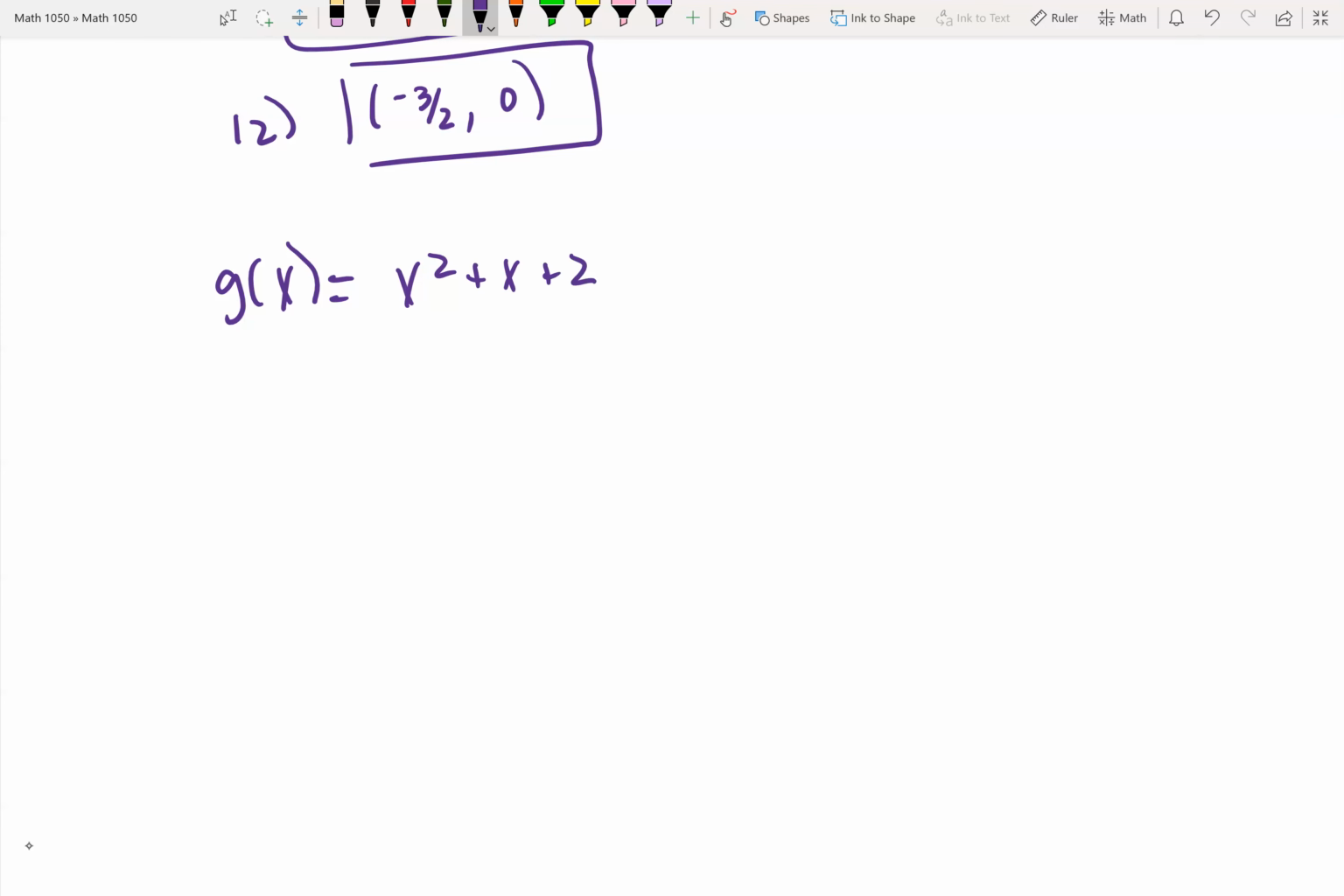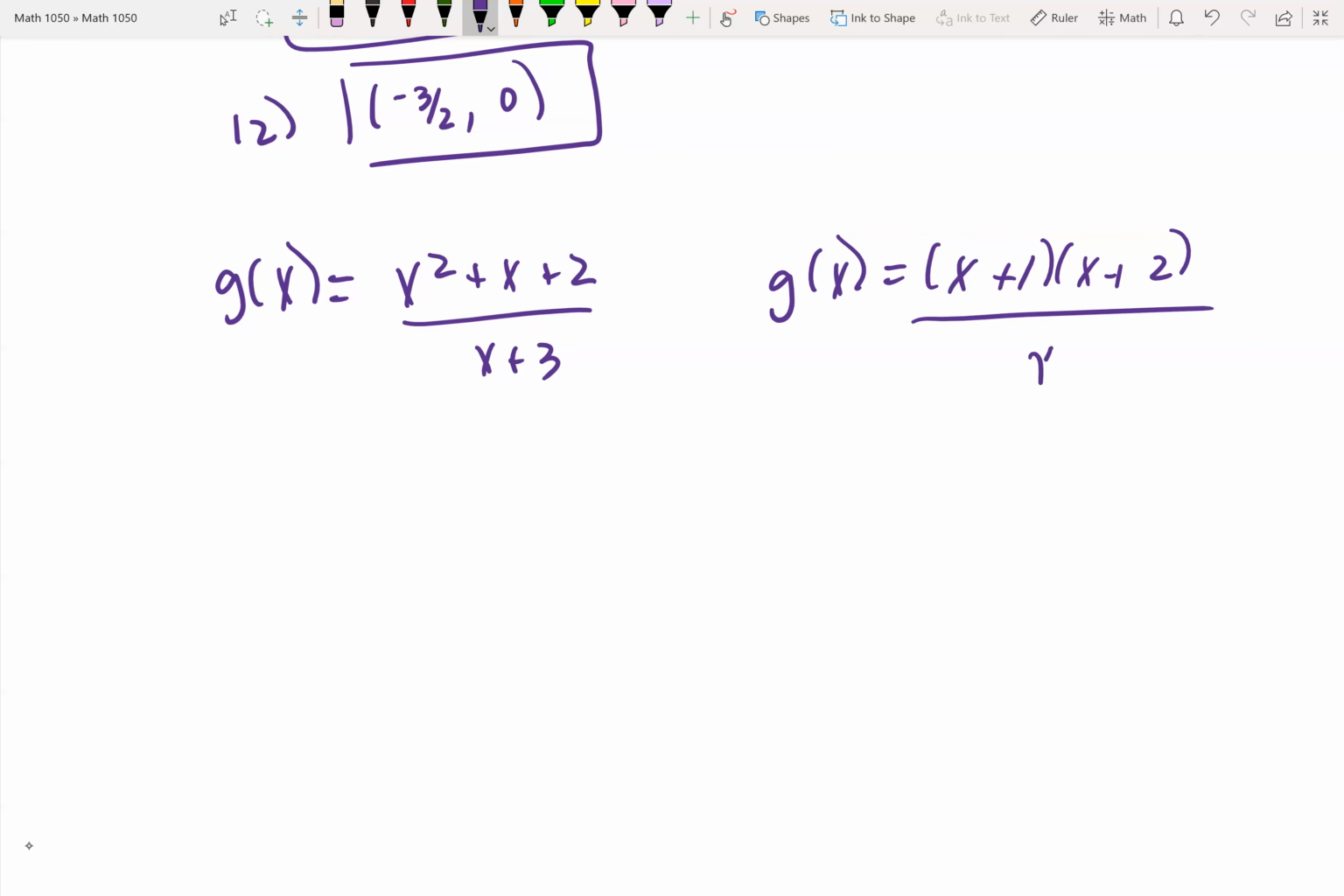Okay, so up above, same kind of thing, but they have given you a different equation. So here's your equation. So I'm going to factor it. So it goes to an x and an x, and a 2 and a 1, and they're both positive. And on the bottom, you have x plus 3. So the vertical asymptote on number 14 comes from the bottom, and you get x equals negative 3.